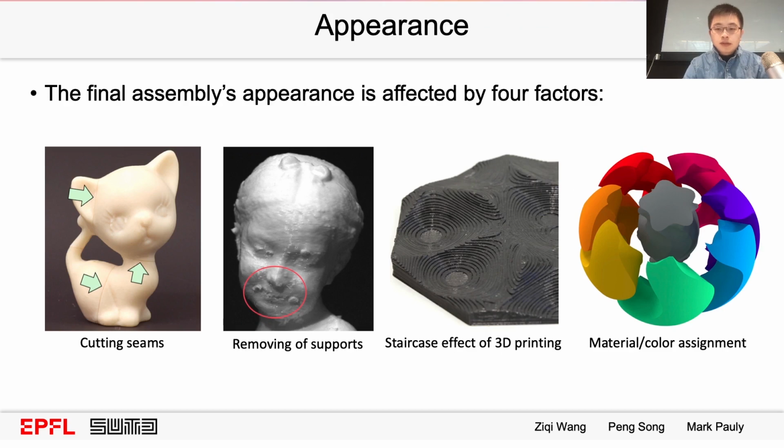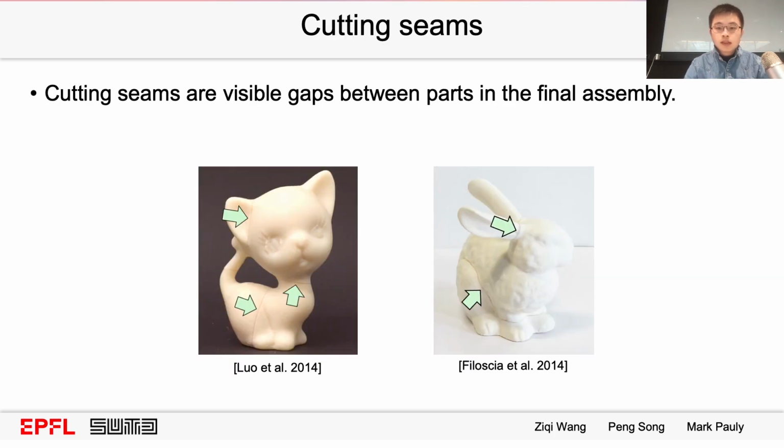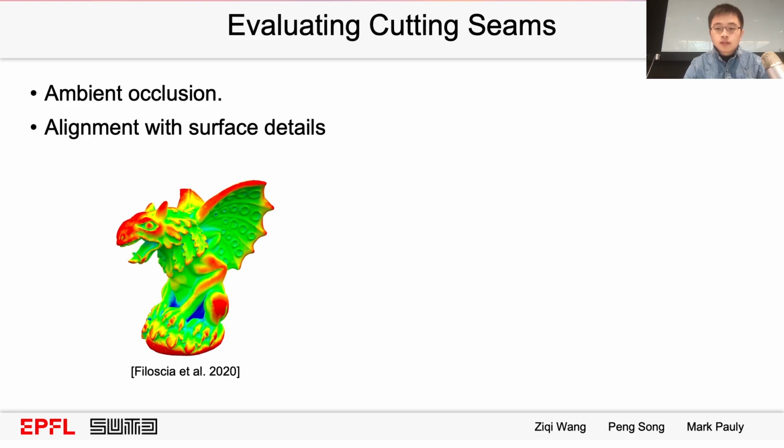The assembly's appearance usually is affected by at least 4 factors: cutting seams, removal of spots, staircase effect, and material color assignment. The spot issue is already discussed in the previous slides, so I'll focus on the remaining 3 factors. The first appearance problem is the cutting seams. Cutting seams are visible gaps between parts in the final assembly, which cannot be completely avoided due to manufacturing tolerances. To measure severity of the cutting seams, one approach is based on ambient occlusion. See left. The cutting seams should avoid highly obtrusive areas.